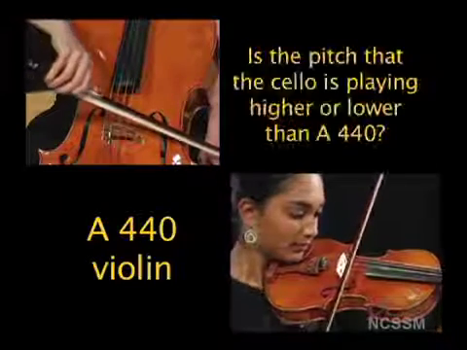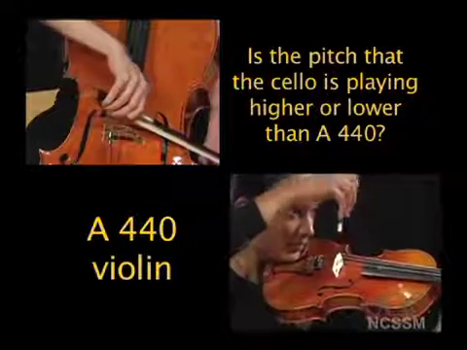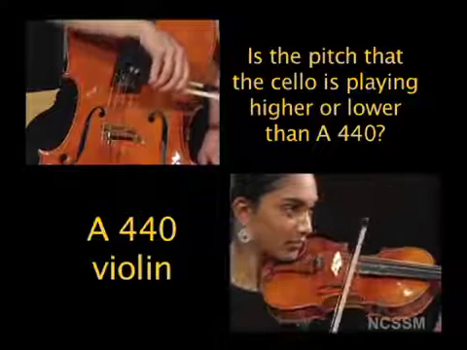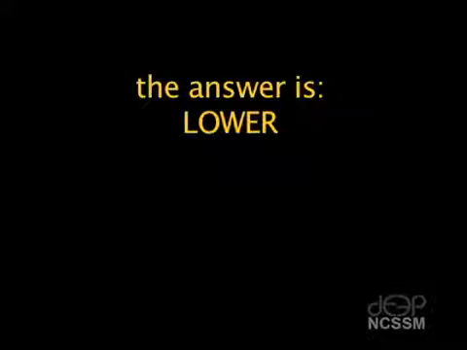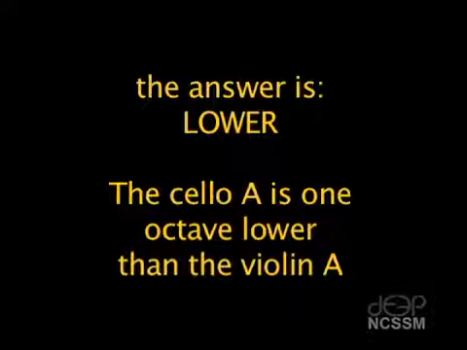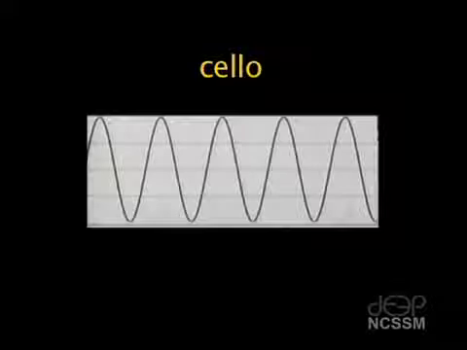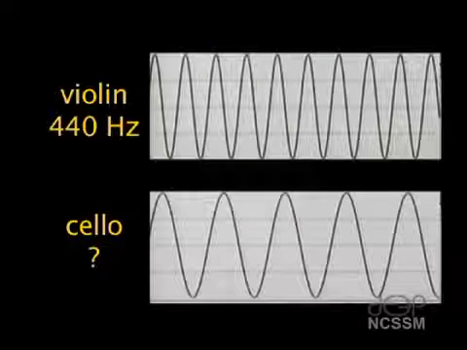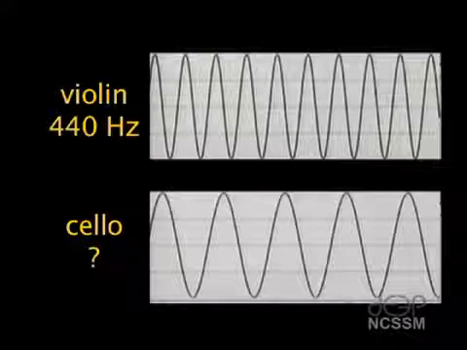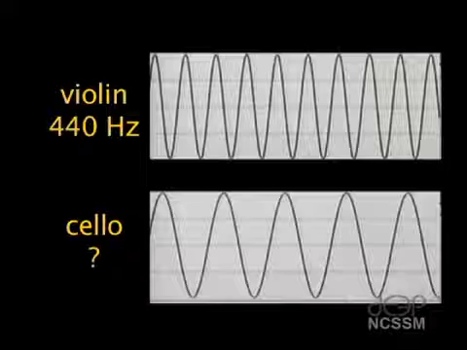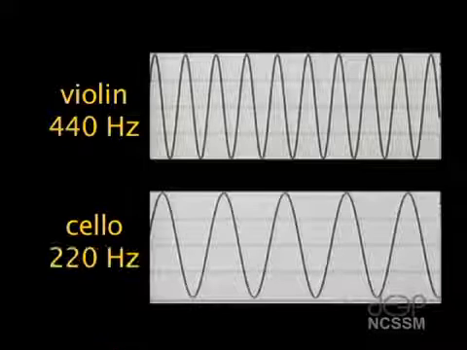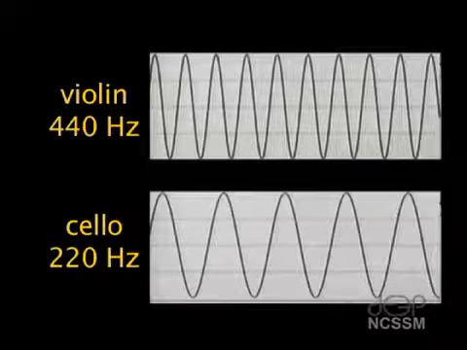Is the pitch that the cello is playing higher or lower than A440? If you answered lower, you were correct. In fact, it is 1 octave lower than the violin A. Let's take a look at the diagram of the pitch that the cello played. After seeing both pitches as diagrammed, can anyone guess the frequency of the cello? If you guessed 220, you are correct.